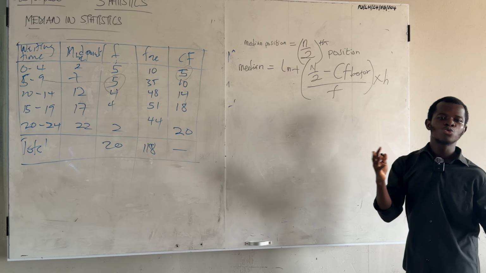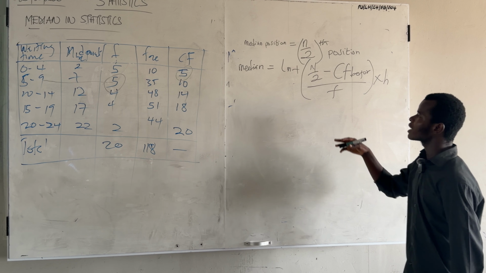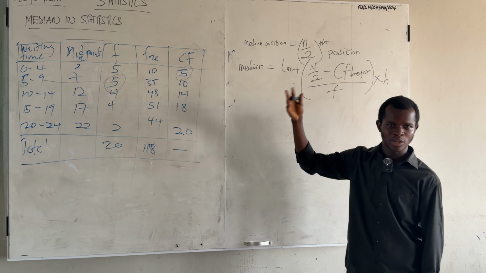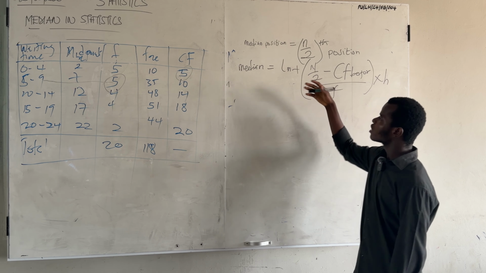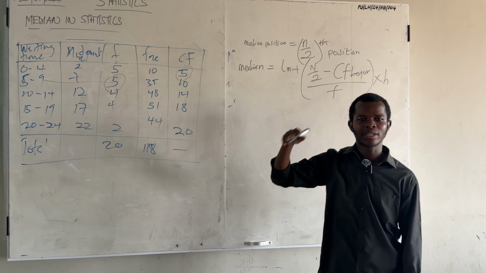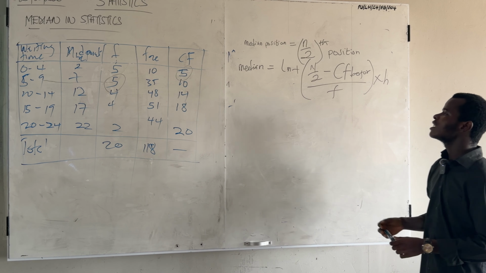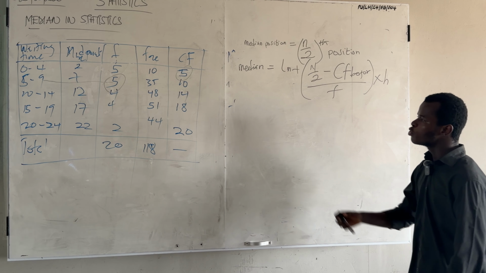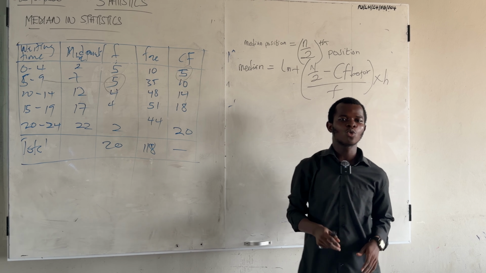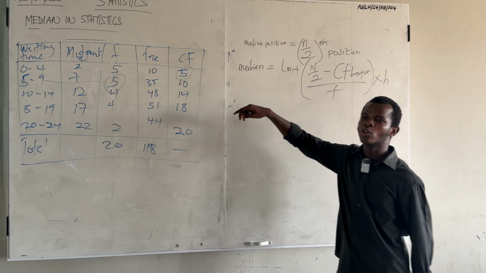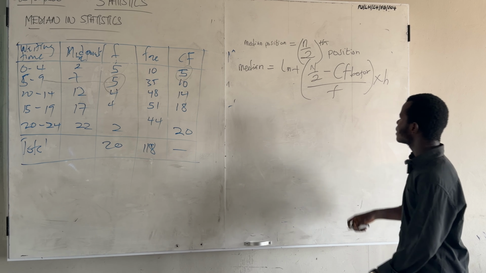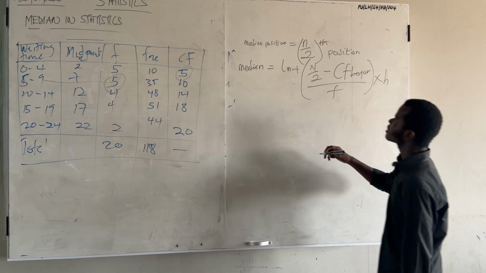And the H is the class width. For the class width, you can use two formulas to find it. The upper class boundary minus the lower class boundary, or you can use upper class limits minus the lower class limit plus 1. The reason is that if you use the class limits and you don't add the plus 1, you're going to omit some of the values or the observations within the interval.